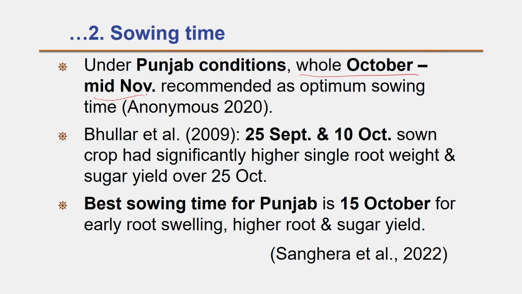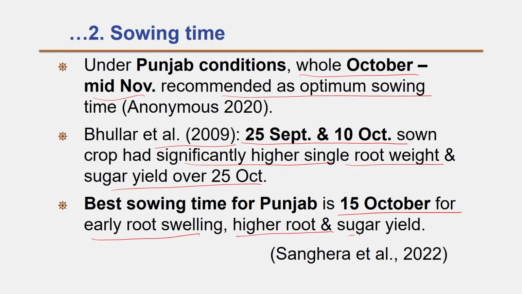The ideal time of sowing will vary from one location to another. Under Punjab conditions, the whole of October to middle November is recommended as optimum sowing time. Buller and co-workers in 2009 reported that 25 September to 10 October sown crop had significantly higher single root weight and sugar yield over 25 October. Best sowing time for Punjab is from 15 October for early root swelling, higher root and sugar yield. Or we can simply conclude that for Punjab, 15 to 30 October could be the better time of sowing for sugar beet.